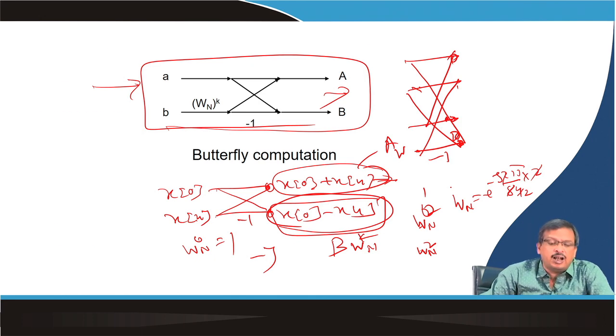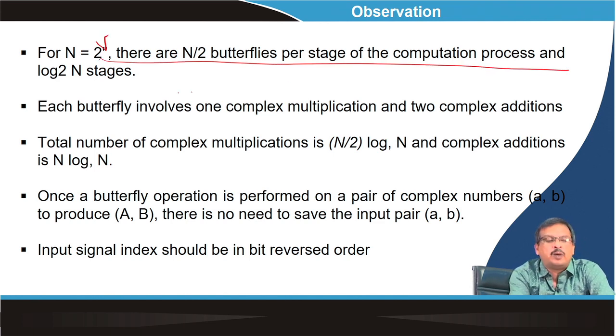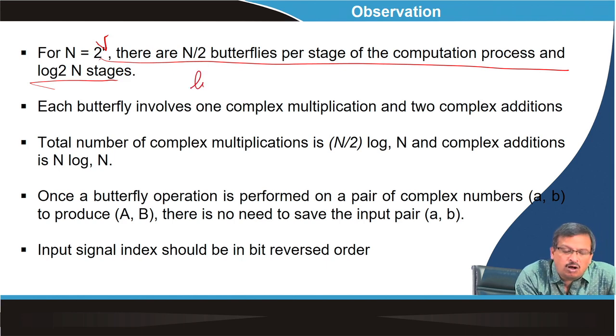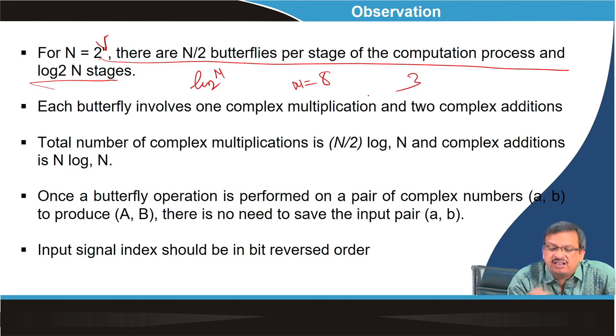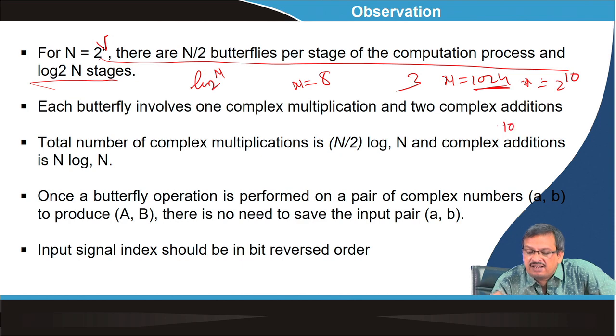So, now I can say the observation that for n equal to 2 to the power v, there are n by 2 butterflies for every stage. And how many stages will there be? Log 2 n. If n equal to 8, there are 3 stages. If n equal to 1024, then there will be 10 stages, because 1024 is nothing but 2 to the power 10. So, it is 10 stages.